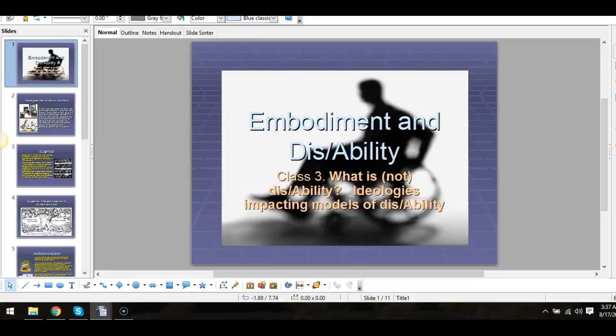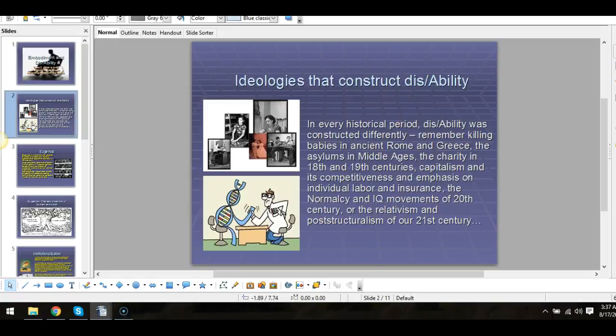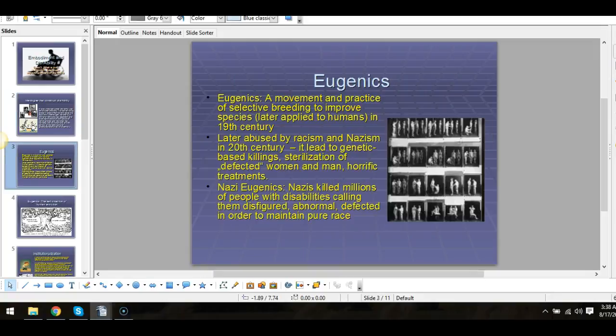This part of our class talks about ideologies that are impacting the models of disability that we discussed before. In every historical period, disability was constructed differently. Remember killing babies in ancient Roman Greece, the asylums in the Middle Ages, the charity in the 18th and 19th centuries, capitalism and its competitiveness and emphasis on individual labor and insurance, the normalcy and IQ movements of the 20th century, or the relativism and post-structuralism of our 21st century.